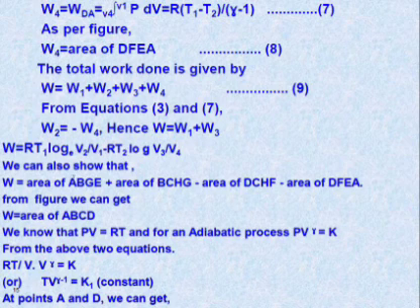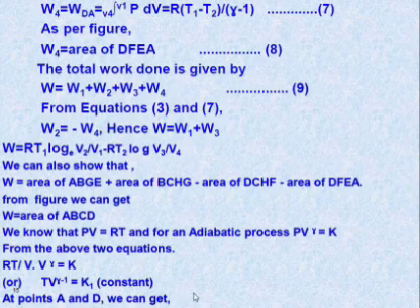We can also show that W equal to area of ABGE plus area of BCHG minus area of DCHF minus area of DFEA. From the figure, we observe that W equal to area of ABCD. We know that PV equal to RT, and for an adiabatic process, PV power gamma equal to K. From the above two equations, RT by V into V power gamma equal to K, or T V power gamma minus 1 equal to K1.